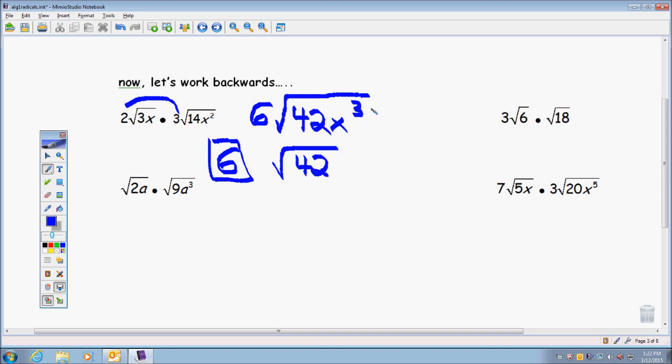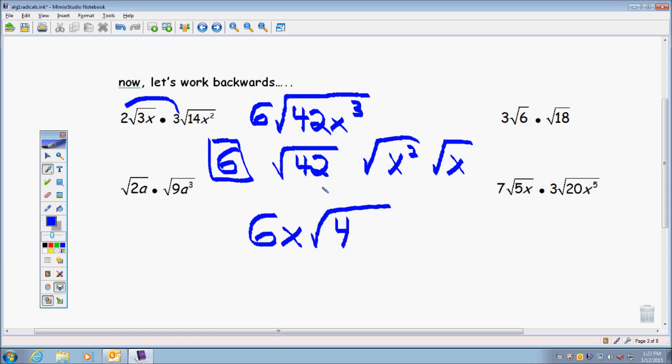But we can take x cubed and break it down into x squared. Remember, it's an odd number, so subtract 1. x squared and x. So our answer is going to be 6. 6 is fine. x squared becomes an x. That stays on the outside. And on the inside, we have 42. That's not perfect. 42, and then an x. And there's our answer.